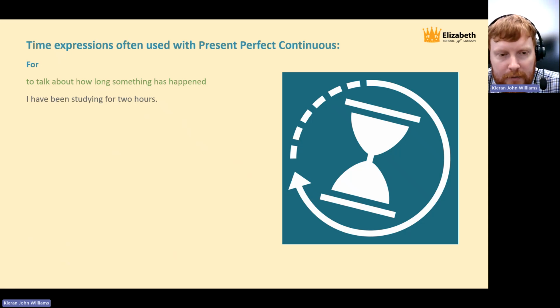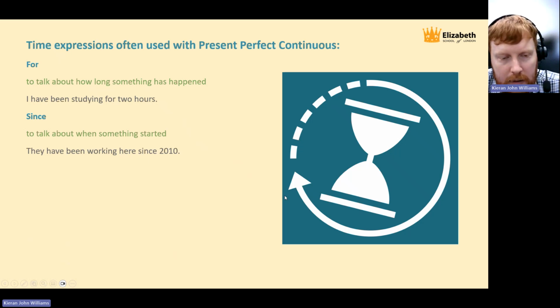So linking with that final part there are some time expressions which will help us to use present perfect continuous. Okay, so we have the word for. So for tells us the duration, how long something has happened. So I have been studying for 2 hours. And then the other one we can use is since, and since tells us when something started. Okay, so if they have been working here since 2010, we know that they have been working here for 14 years, but since tells us that starting point.